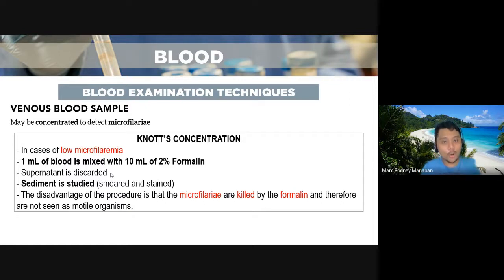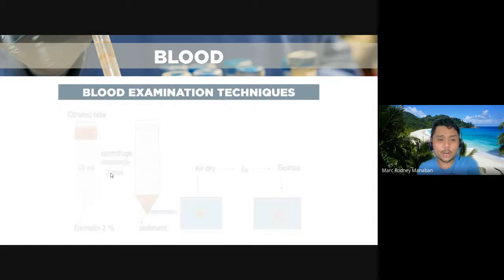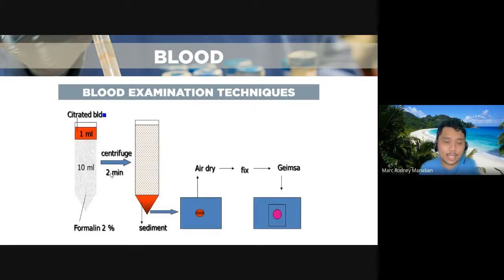Again, useful in low concentration of microfilarial worms or low microfilaremia. And again, you use 1 ml of venous blood, anticoagulated blood, and 10 ml of 2% formalin. So here's an example of your procedure. You have 1 ml of your blood, 10 ml formalin, you centrifuge, you get the sediment, place on a slide, air dry, fix again, and then subject to Giemsa staining. And then examine under the microscope for the characteristic microfilarial worms. And then identify the species, Wuchereria or Brugia, or whatever.